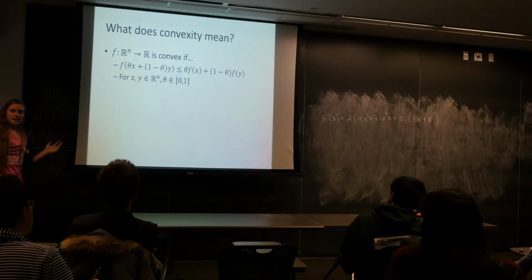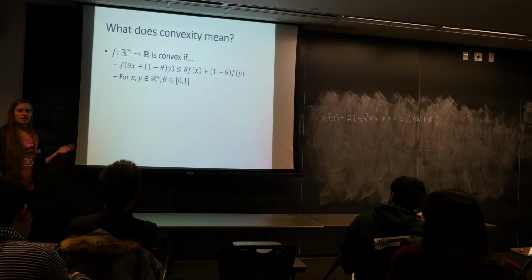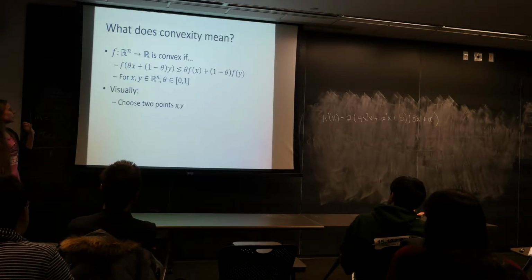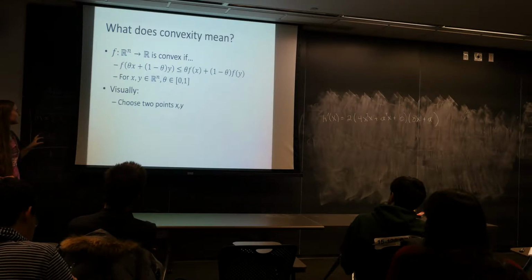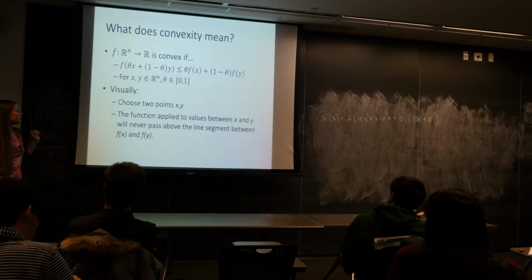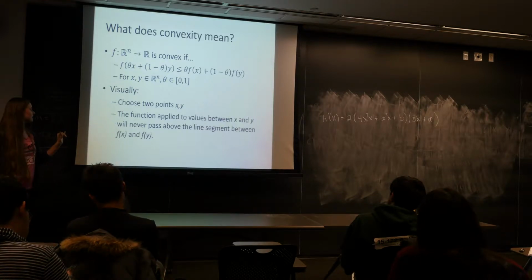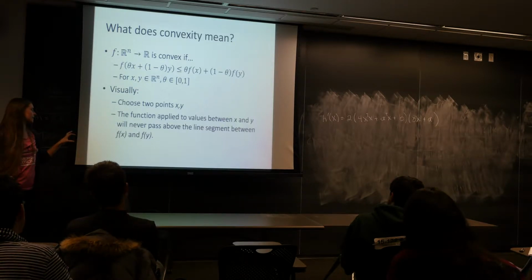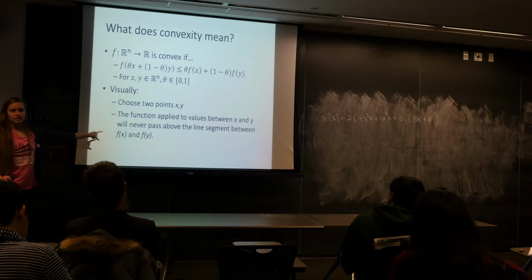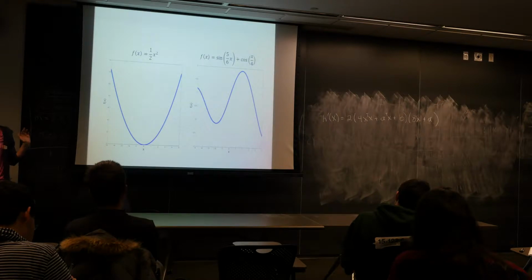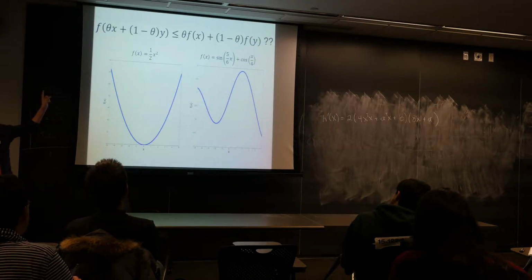So to go back to the definition, but now with this understanding of what a convex combination means with respect to a line segment, that means if you choose any 2 points in your function domain, then the function applied to values between those 2 points will never pass above the line segment that connects f of x and f of y. We're going to go back to the same functions we looked at before, but now we're going to check this definition.